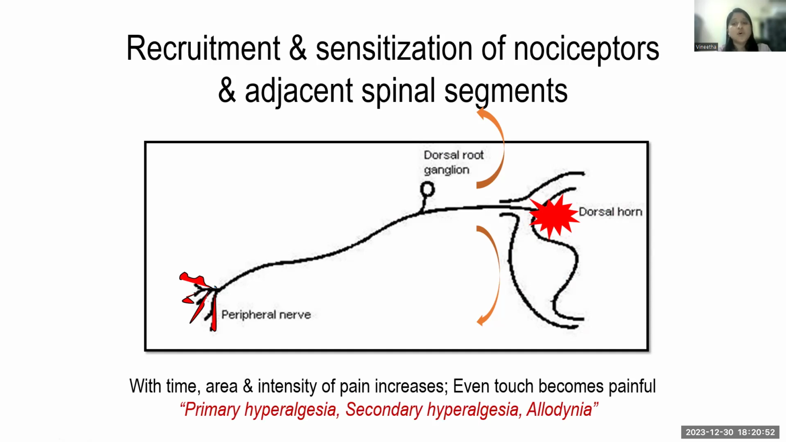I hope all of you know what these terms mean. If there is any doubt, we can discuss it at the end of the session. All these hyperalgesic conditions, primary, secondary, and allodynia, are the result of sensitization.